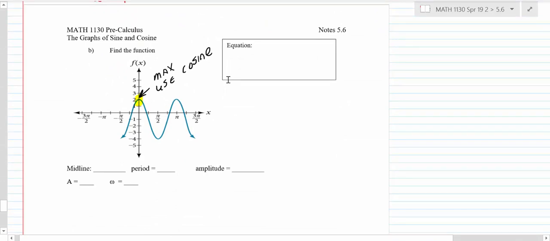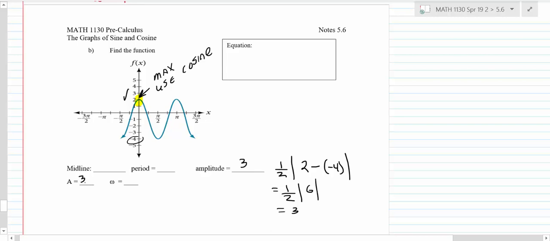Okay, so we're going to do a cosine on this. The amplitude is going to be 1/2 the max, which is 2, minus the minimum, which is -4. That's always half the distance from the max to a min, so that's half of 6, which is equal to 3. Now that means in our formula, A is 3. Okay, the period, it doesn't matter where you start, I'm just going to start here. Count out 5 key points: 1, 2, 3, 4, 5. Okay, that's a cycle of the cosine.